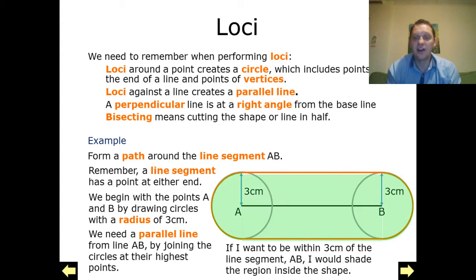Now, if maybe our problem was that we had to stay within 3 centimeters of our line, we would shade in the region inside of this, because everything inside here is within 3 centimeters. If we had to be at least 3 centimeters away, we'd shade in the area on the outside of the shape.